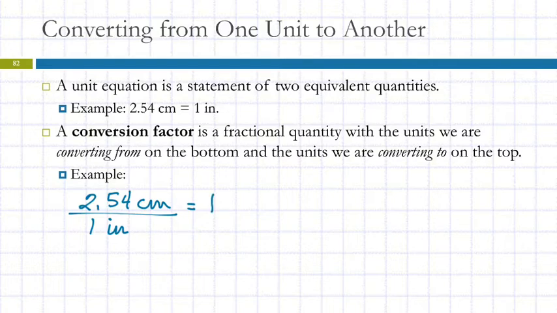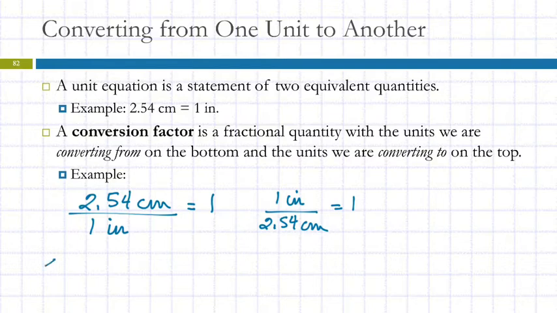If you multiply something by one, does it change it? No. So we could write it that way. We can also write it upside down. We could put 1 inch on top and 2.54 centimeters on the bottom. 1 inch equals 2.54 centimeters. This is also equal to one.